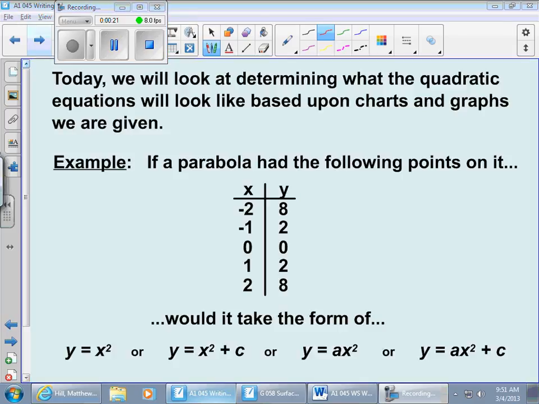Today we're going to look at determining what quadratic equations look like based upon charts and graphs that were given, more so the charts really than the graphs. And this is a little bit different. Some of the stuff is going to seem a little bit the same, like that activity you did on Thursday where you had the different cards and you had to match up the equation, the graph, the little description, and the domain and range.